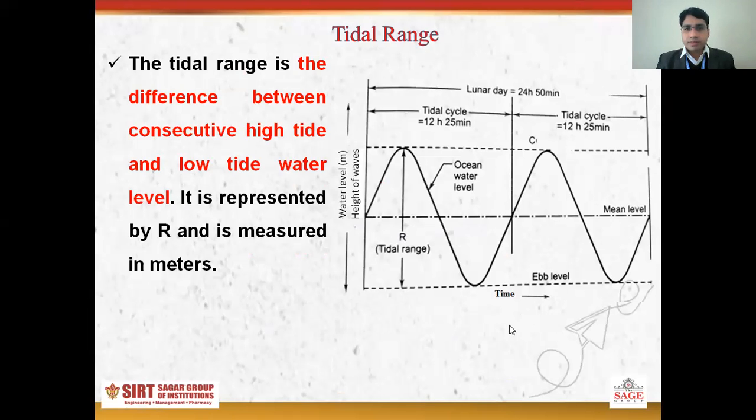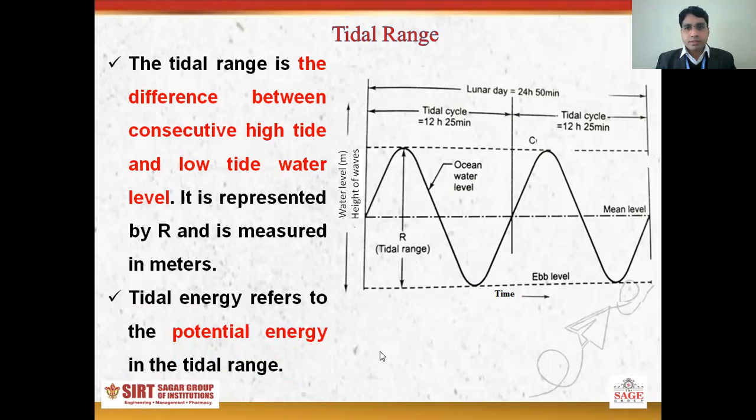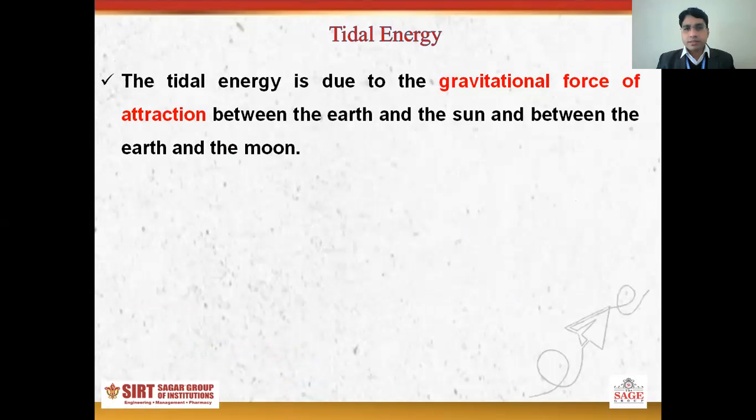In this diagram, you can see this is the crest level, the highest level of the tide, and this one is the lowest level of the tide, that is called the ebb level, and the range is represented by R. The tidal energy refers to the potential energy in the tidal range. If the water is flowing, that potential energy is converted into kinetic energy. The tidal energy is mainly due to the gravitational force of attraction between the earth and the sun, and between the earth and the moon.